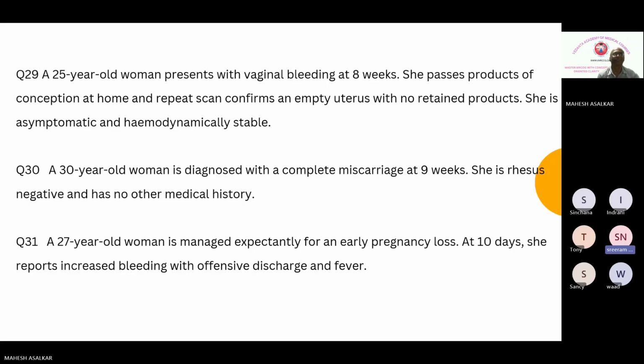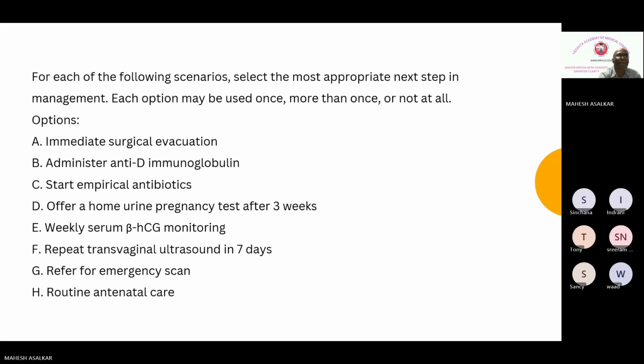A 25-year-old woman presents with vaginal bleeding at 8 weeks. She passes products of conception at home and repeat scan confirms an empty uterus with no retained products. She is asymptomatic and hemodynamically stable. Shall I read the options, sir? It is a complete abortion. Offer home UPT after 3 weeks.